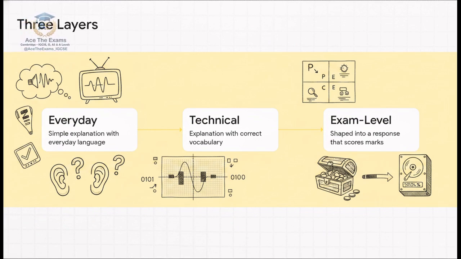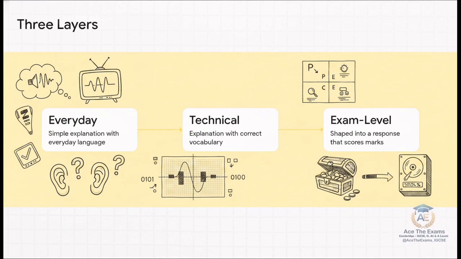Layer 1 is simple everyday language. If I ask you what sound resolution is, in Layer 1 you might say, oh, it's how detailed the audio sounds, like a high-definition TV, but for your ears. It's a conceptually great start, but in a Cambridge exam, it scores 0 marks. So we move to Layer 2, technical vocabulary. Now you say, resolution is the number of bits used to record each measurement of the sound wave's amplitude. Much better, you've hit the syllabus terms, but Layer 3 is the exam-level explanation, and this is where we unleash our PEEL framework. Watch this transformation.